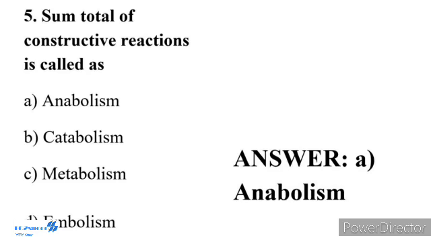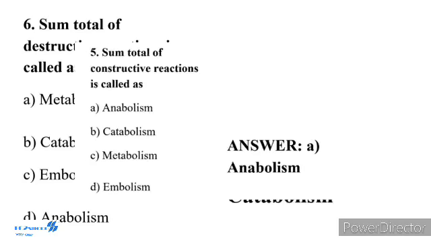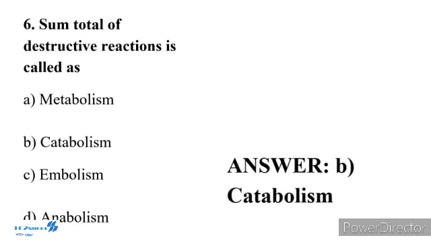Question 5, sum total of constructive reactions is called as. Option A anabolism, option B catabolism, option C metabolism, option D embolism. So the correct answer is option A, anabolism. Question number 6, sum total of destructive reactions is called as. Option A metabolism, option B catabolism, option C embolism, option D anabolism. So the correct answer is option B, catabolism.